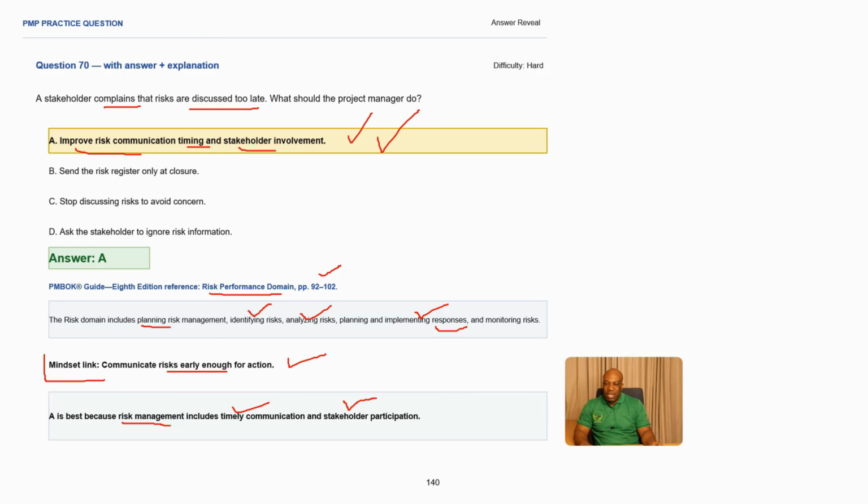So in this particular scenario, the difficulty level is actually very hard. It's very important to understand that if there's a stakeholder who is complaining that risks are being discussed too late, it's best for you to improve the risk communication and timing and also stakeholder involvement, so that that stakeholder can also be involved in some of these discussions when it comes to risk communication. And that is also under the risk performance domain, making A the best answer in this scenario.